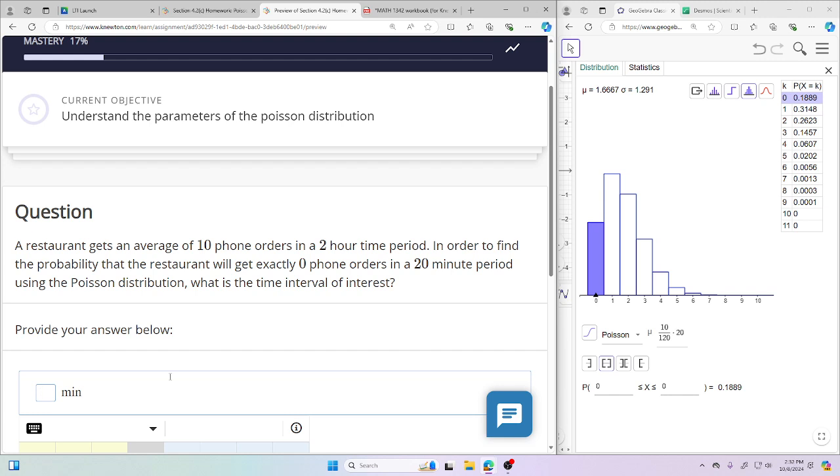Whoa, whoa, whoa. That threw me off. You see that? It's not a percentage anymore. I have to read the question. Go figure. Yeah, I know. It says, what is the time interval of interest?